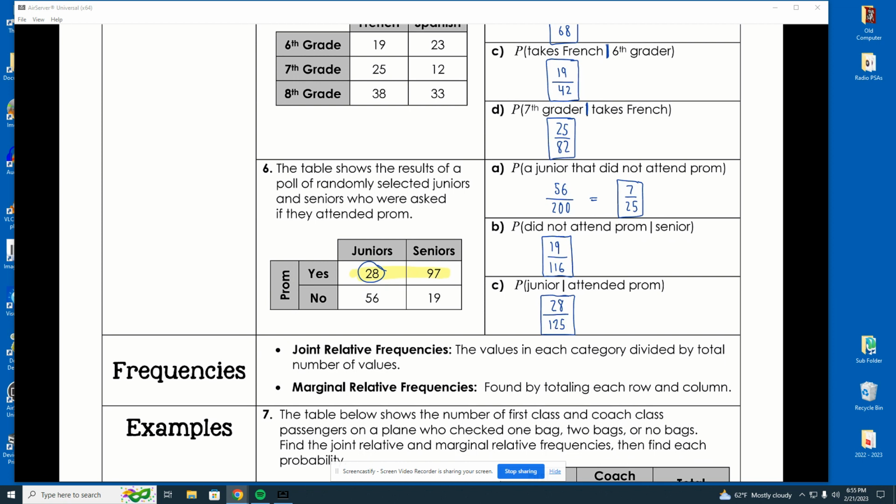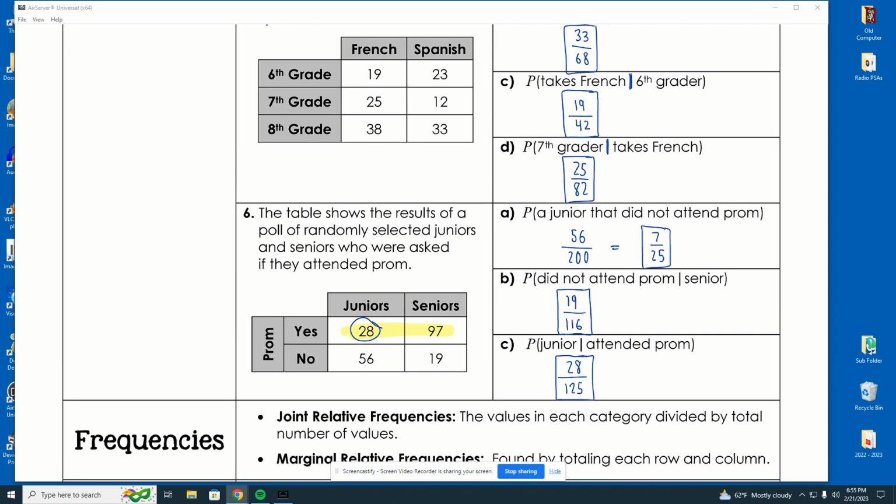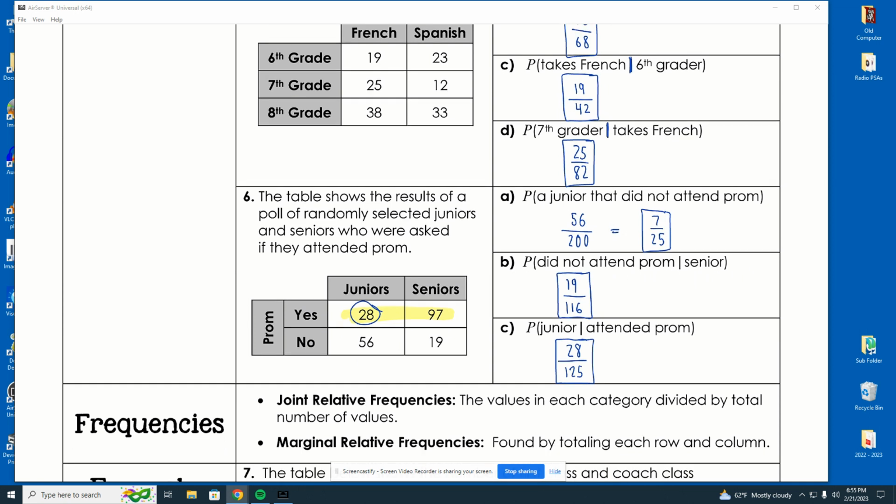So, conditional probabilities. When they tell you a given that, given that will narrow your search. It'll only put into focus a certain group of your total.